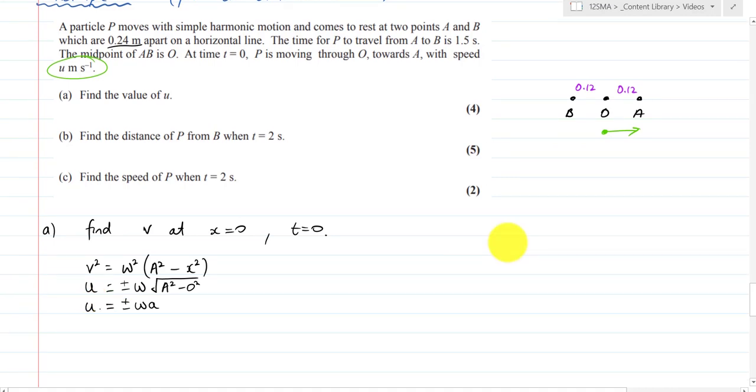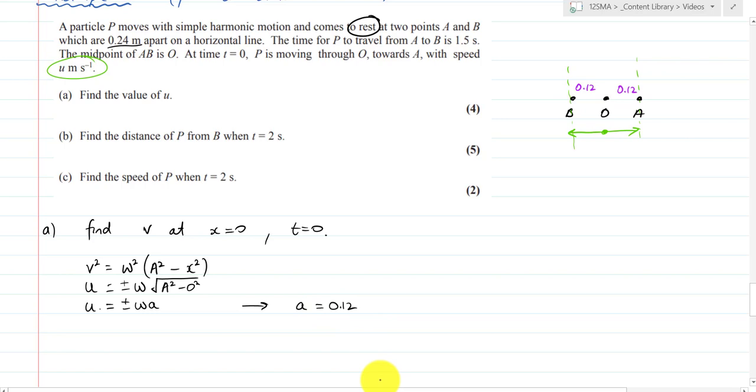But we also know that this particle comes to rest at points A and B. So it's actually indicating that these 2 points are our end points. And there's an extra piece of information we need to take in mind. So that means that the particle goes between these 2 values. And that means our amplitude, a, is already known. a is equal to 0.12. So we've got some information there.